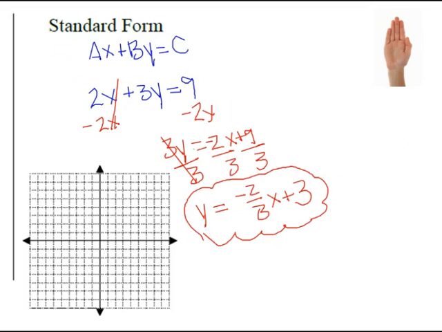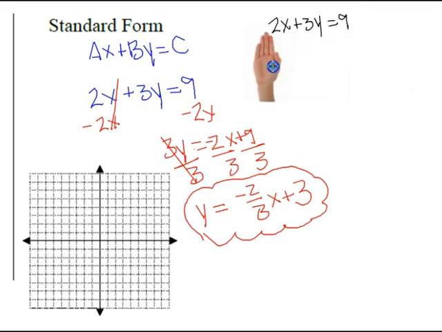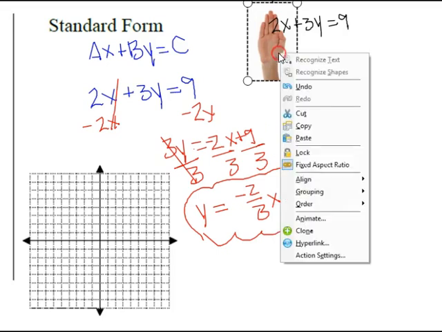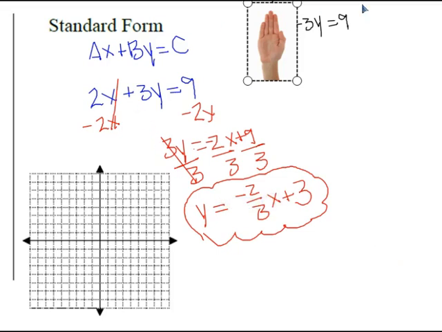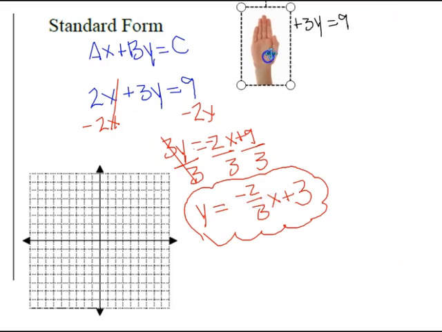But I want to take the time and show you maybe a little quicker way where this palm is going to come in. I call this the cover-up method. So our original equation was 2x plus 3y equals 9. Now, using the cover-up method, let's just pretend for a second that we cover up the 2x.